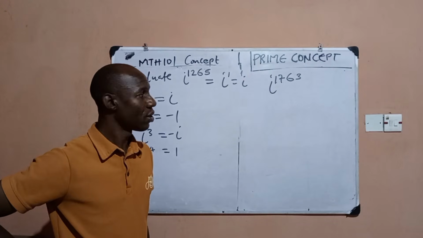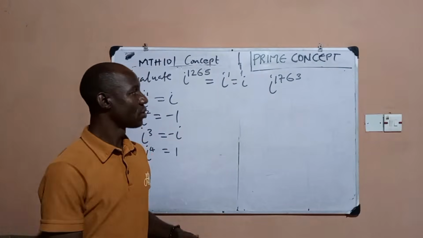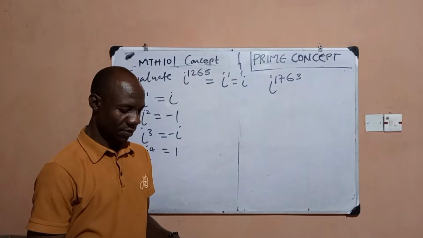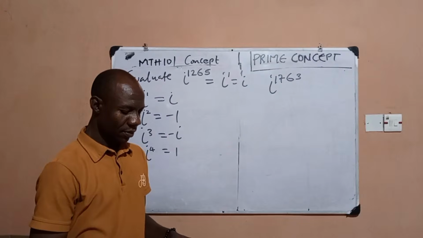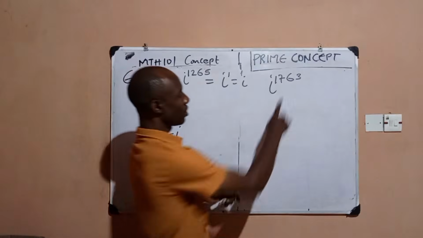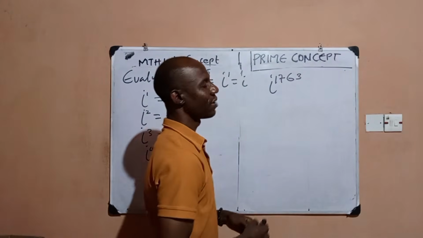31 by 2, it cannot go. So 62 cannot be divided by 4. So what do you need to subtract from 63 so that it will be divided by 4?